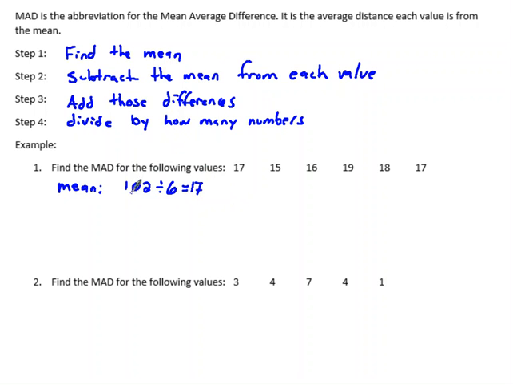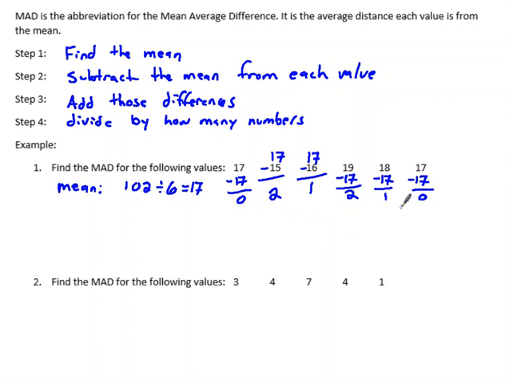Step 2, I'm going to subtract this from each one. So I'm going to do 17 minus 17, which is no difference. Now, I'm not going to do 15 minus 17 because that would give me a negative. So I'm going to do 17 minus 15, which is 2 away. 17 minus 16, which is 1 away. I'm going to do 19 minus 17, it's 2 away. 18 minus 17 is 1 away. 17 minus 17 is no distance away from the mean.